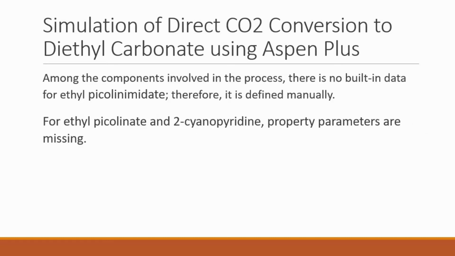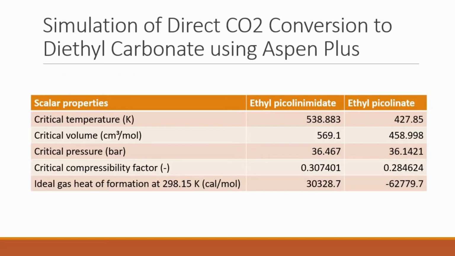Among the components involved in the process, there is no built-in data for ethyl picolinimidate, therefore it is defined manually. For ethyl picolinate and 2-cyanopyridine, property parameters are missing. The next slides show the parameters, which we will enter into Aspen Plus.